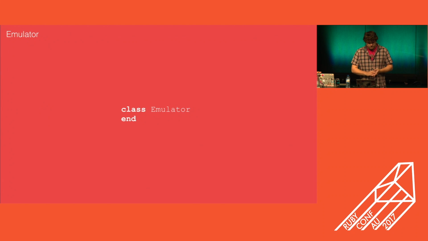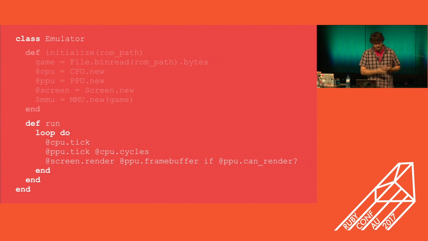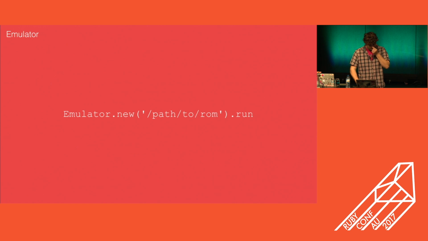Once we have all that, we create an emulator class. This will encapsulate all the components, things like the CPU, the picture processing unit, and the screen. I didn't talk about the screen, but the screen is basically just a simple C interface into the SDL library, which takes the frame buffer that you saw in the picture processing unit and the memory management unit. Then we define a method called run, which has a loop where it takes the CPU and the picture processing unit, and renders the frame buffer to the screen if the picture processing unit allows it. Then we just do emulator.new, take in the ROM, and run it.